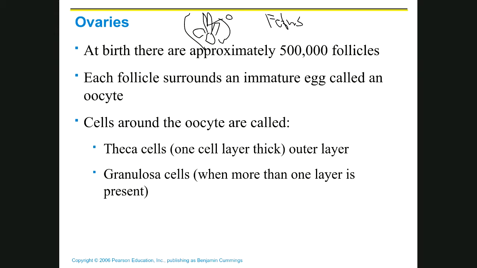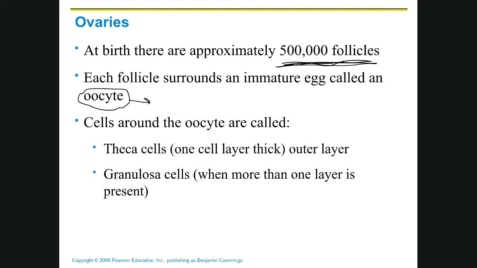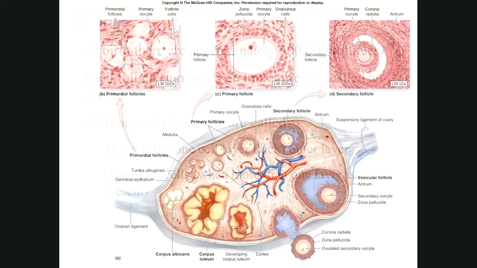And in fact, when you're born, every single egg, if you want to call them that, every single oocyte has already begun the process. And there's about 500,000 of them. So most females are born with about 500,000 of these follicles, and inside each one of those this process has already started. It's not an oogonia anymore. It's a primary oocyte.